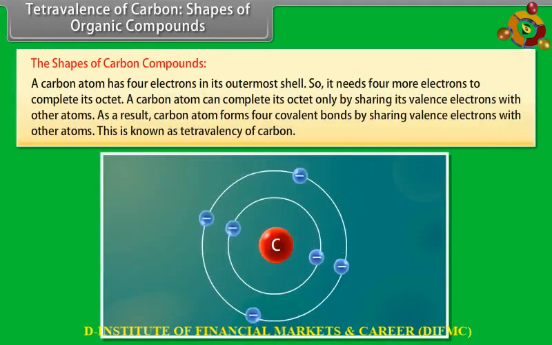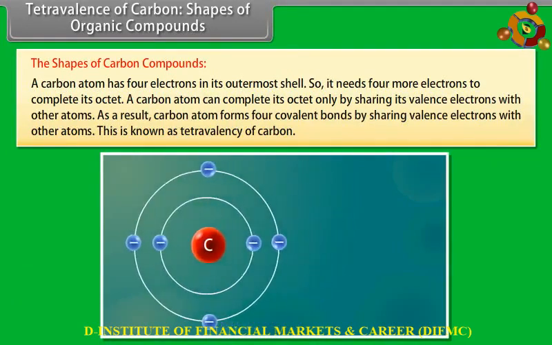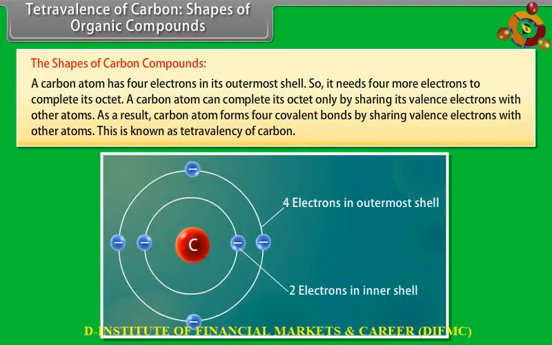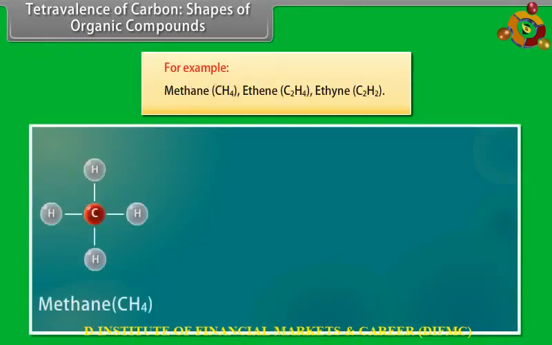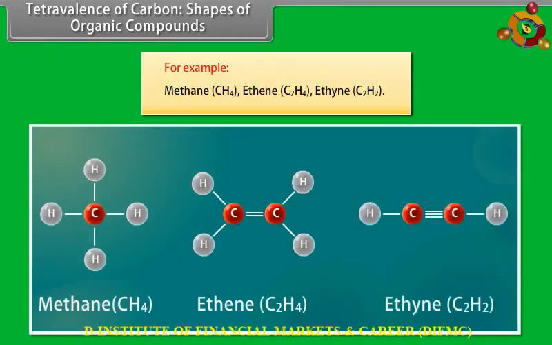A carbon atom has 4 electrons in its outermost shell. So, it needs 4 more electrons to complete its octet. A carbon atom can complete its octet only by sharing its valence electrons with other atoms. As a result, the carbon atom forms 4 covalent bonds by sharing valence electrons with other atoms. This is known as tetravalency of carbon. For example, methane, ethene, ethyne.